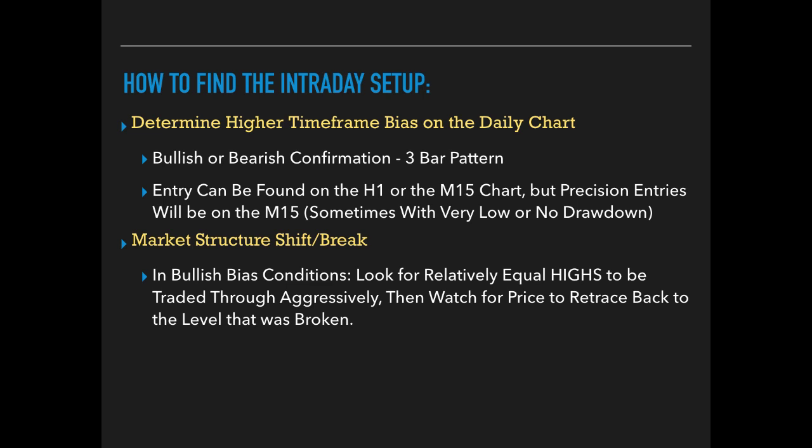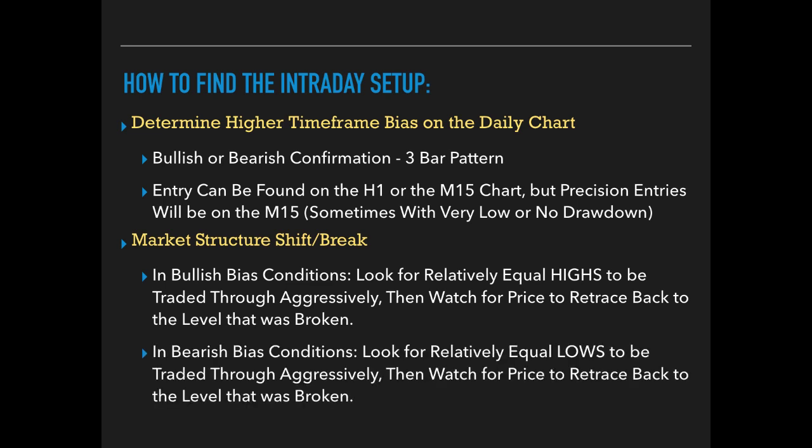We are looking for a market structure shift or a break, which means in bullish bias conditions, we want to look for relatively equal highs to be traded through aggressively, and then watch for price to retrace back to that level that was broken. Conversely, in bearish bias conditions, we want to look for relatively equal lows to be traded through aggressively, and then watch for price to retrace back to that level that was broken.